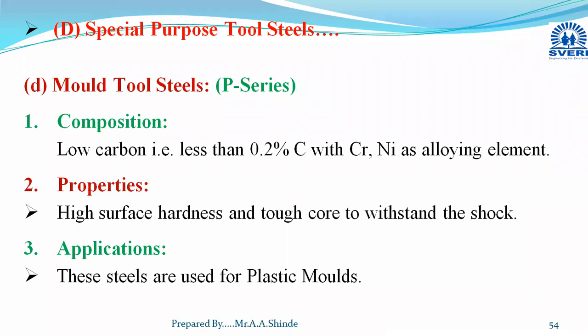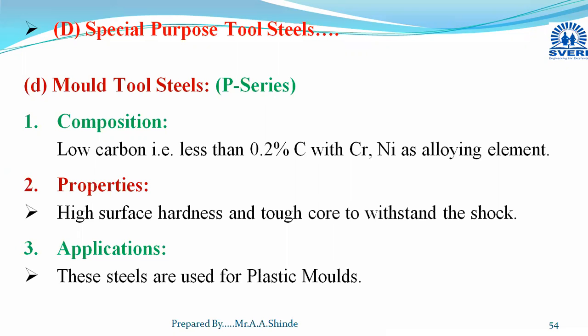Their composition will be like this. As very high shock resistance ability is required, these are low carbon steels. Max carbon percentage is up to 0.2%, along with some other alloying elements like chromium and nickel. And specifically, these mold tool steels are used for manufacturing of different kinds of plastic molds.